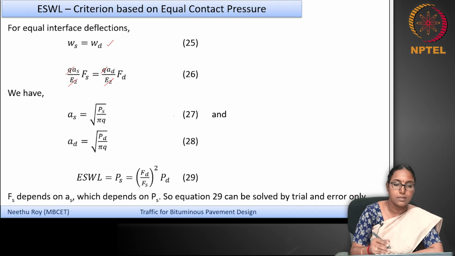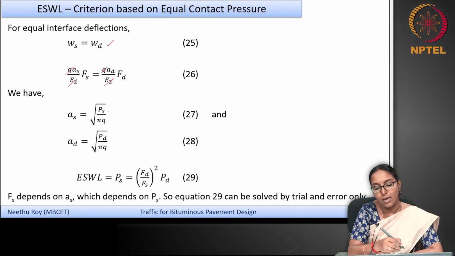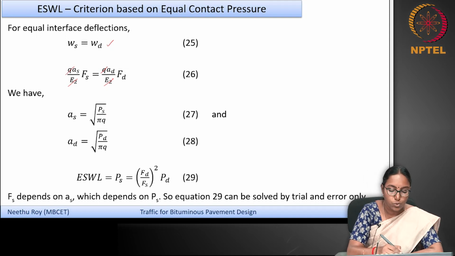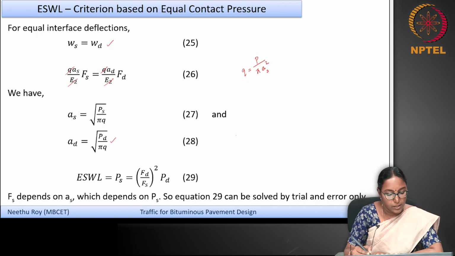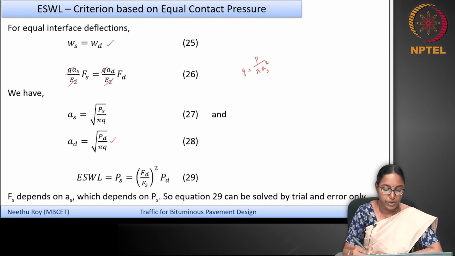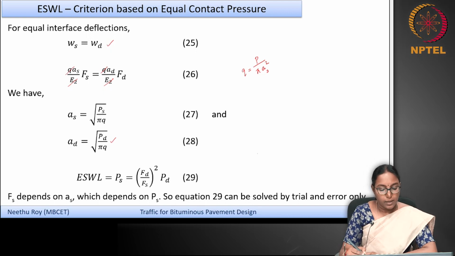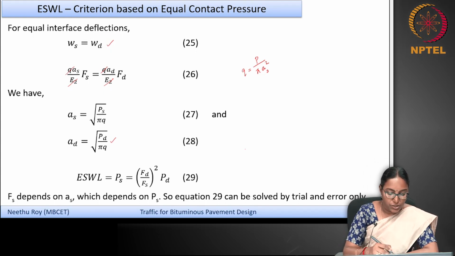Now what is this AS? It is the radius of contact of the single wheel load. Once we know the single wheel load, we can get its radius of contact, which is root of PS by pi Q, because the pressure is given by P by pi A square, pi AS square. From this you can get AS, and similarly AD, the radius of the dual wheel assembly, is root of PD by pi Q. Now, from the above expressions, we know that PS is equal to Fd by Fs square into PD.